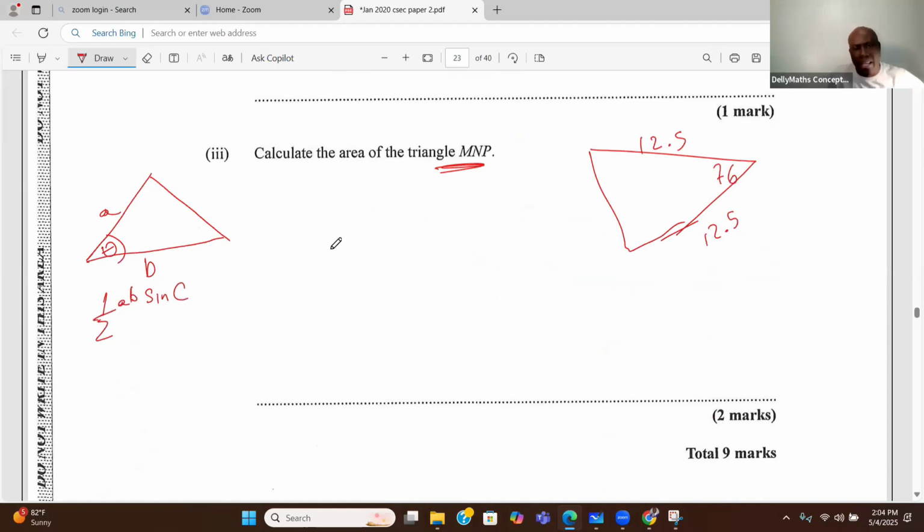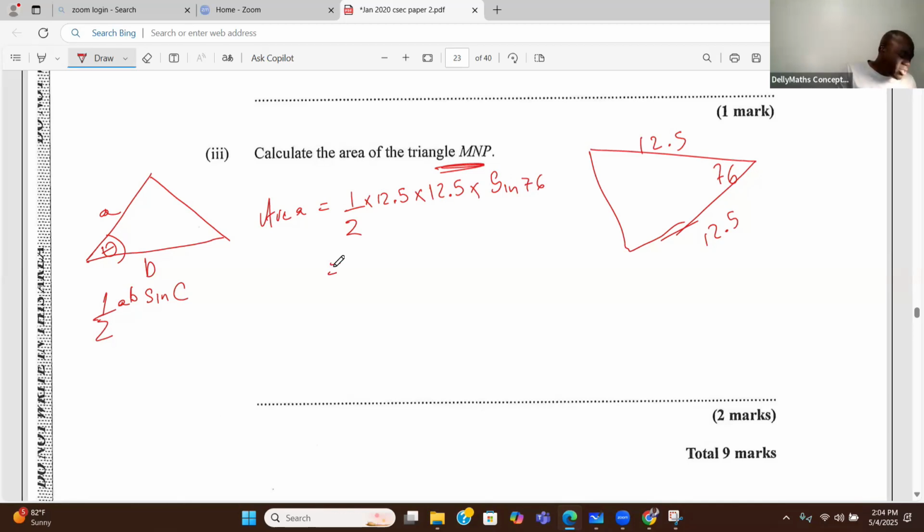Can you find the area? Yes. So the area is going to equal a half times 12.5 times 12.5 times the sine of 76. There you go. Put that on your calculator. Don't be afraid of that. Make sure your calculator is in degree.